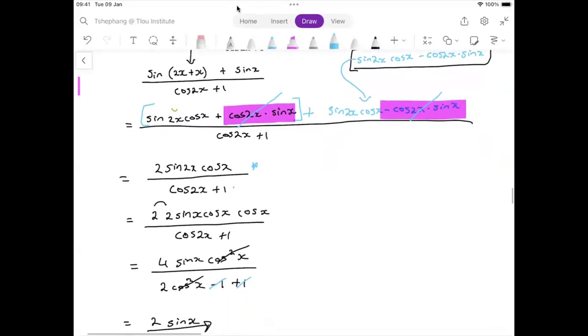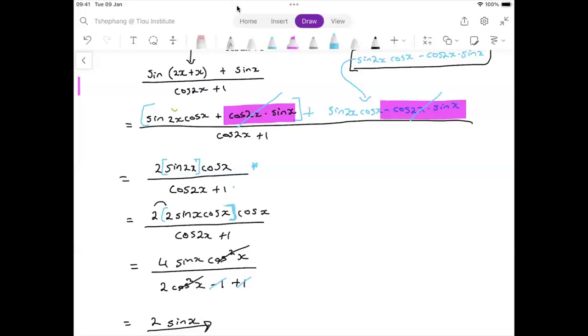Right. Now, what is this? Double angle, sine double angle. And that changes to 2 sine x cos of x. I hope we're all together there.